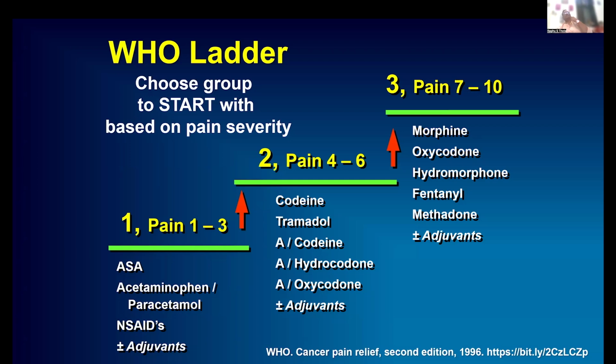Unless you want to do some advanced pain management where we will be using most of the adjuvants, or you will be using intravenous ketamine or intravenous lignocaine, or you want to use methadone, which is a very specialized medication, or if you want to do certain interventions in the form of celiac plexus block or superior hypogastric plexus block or intercostal nerve block.